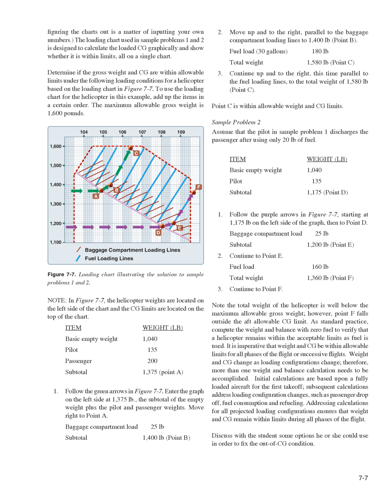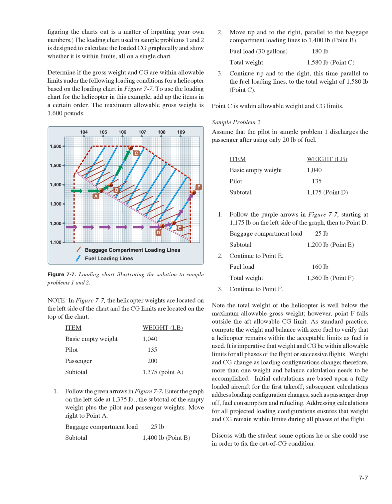Determine if the gross weight and CG are within allowable limits under the following loading conditions for a helicopter based on the loading chart in Figure 7.7. To use the loading chart for the helicopter in this example, add up the items in a certain order. The maximum allowable gross weight is 1,600 pounds. Note, in Figure 7.7, the helicopter weights are located on the left side of the chart and the CG limits are located on the top of the chart. Item weight, pound: basic empty weight 1,040, pilot 135, passenger 200, subtotal 1,375, point A.